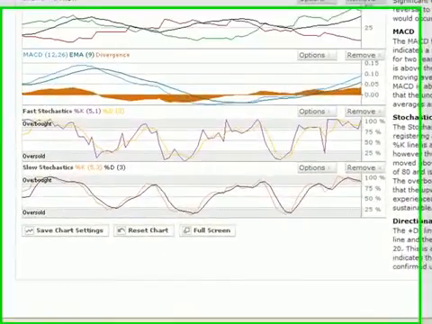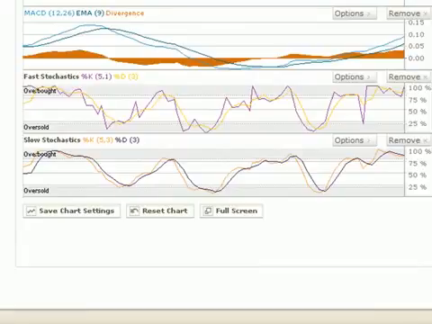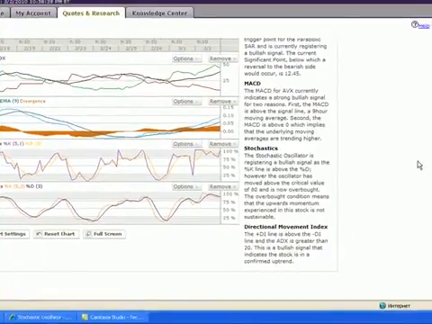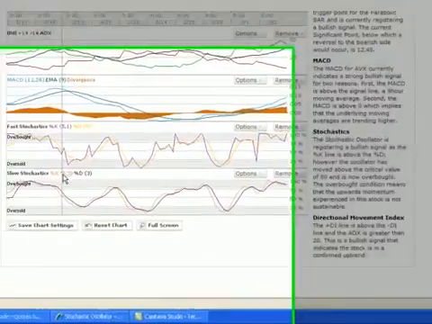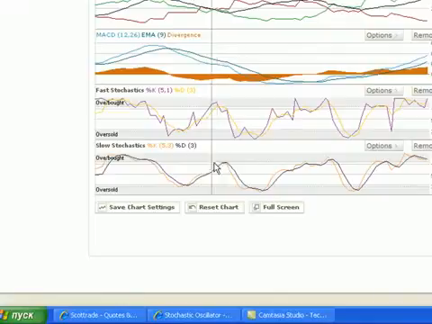Next tool I will go over is Stochastic. So there are 2 types of Stochastics, fast and slow. I typically use slow Stochastic to predict whether it's bullish or bearish signal. And you can do so by looking at K and D line. If K line is above D line, it's a bullish signal. If D line is above K line, it's a bearish signal.